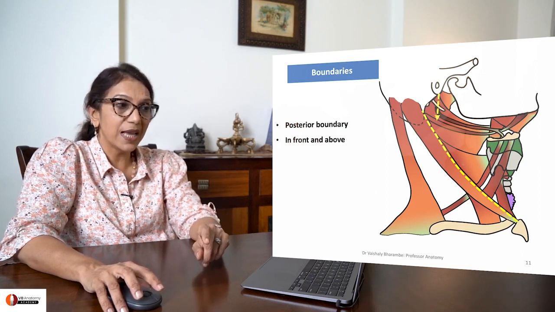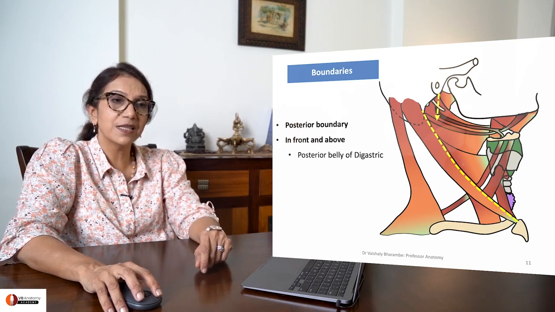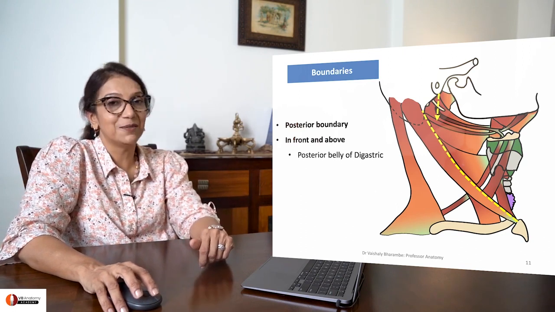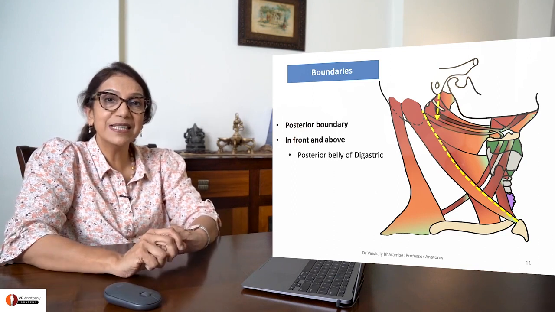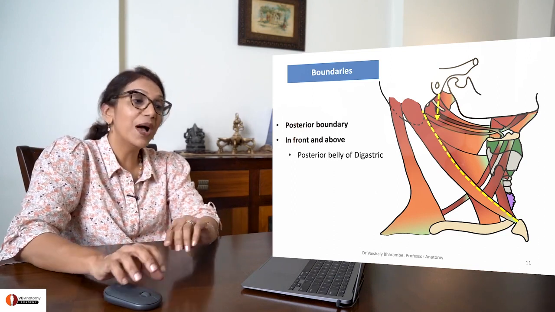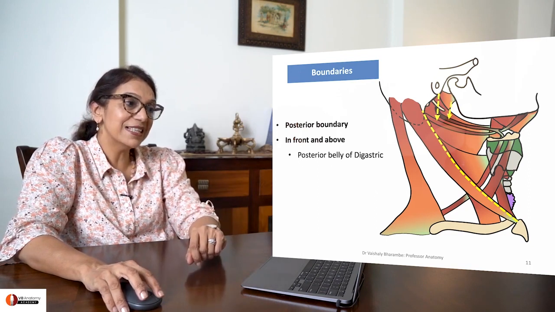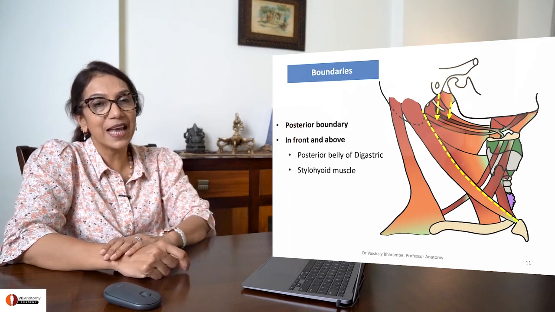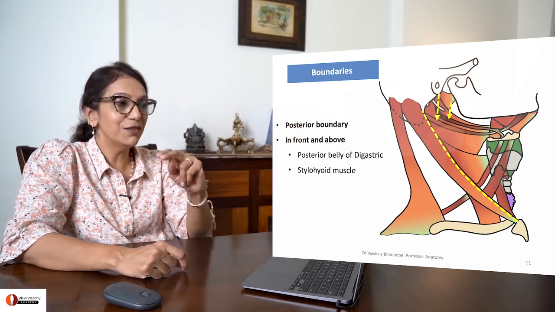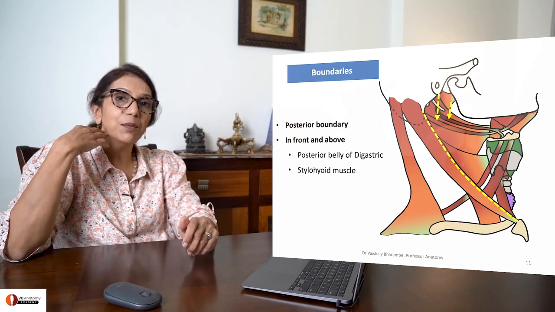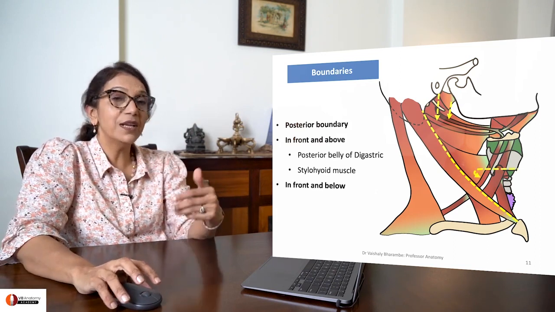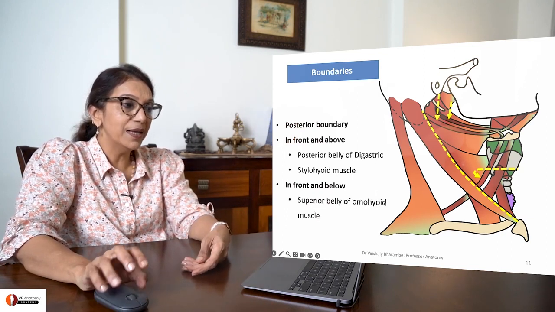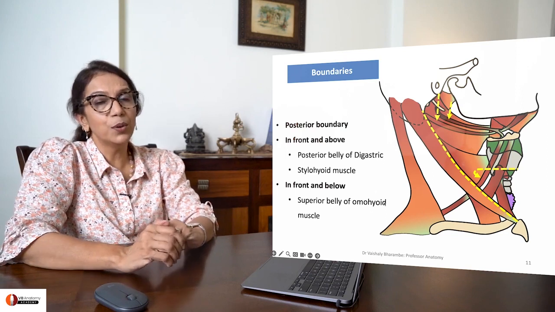Yes, we said it was digastric. Yes, it is posterior belly of digastric. But posterior belly of digastric is always accompanied by its best friend. Who is its best friend, my students? It is the stylohyoid muscle. Take a look. It is the stylohyoid muscle who always travels with the posterior belly of digastric. Okay. So these together form the boundary in front and above. Who forms the boundary in front and below? Who forms this boundary? This is formed by the superior belly of omohyoid muscle.